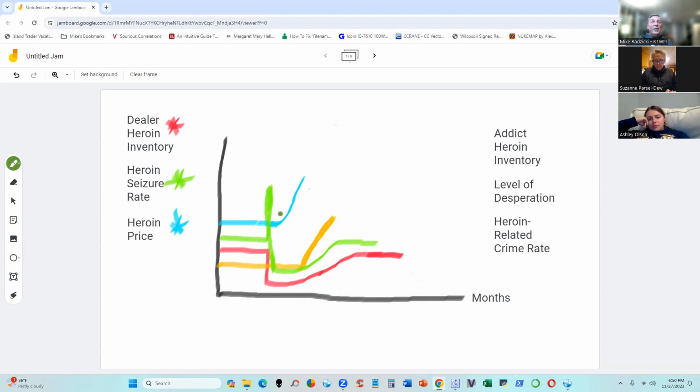And as the heroin is coming back, what's happening to the price? So it's going to start gradually going back down to where it was. And of course, then your crime rate is probably going to kind of follow that, right?